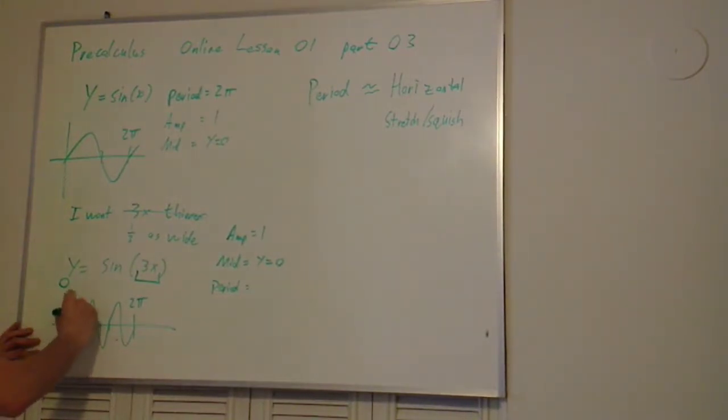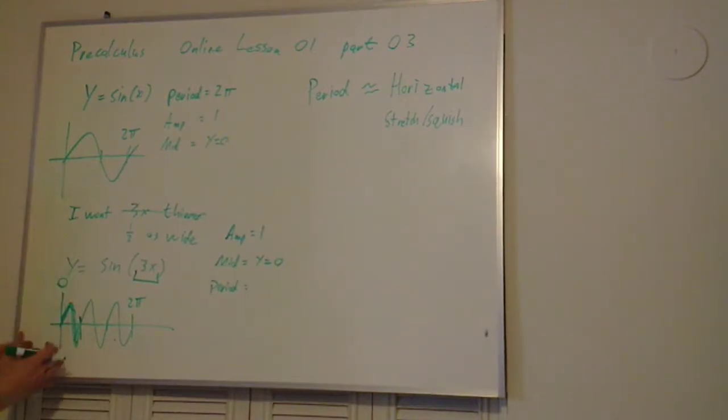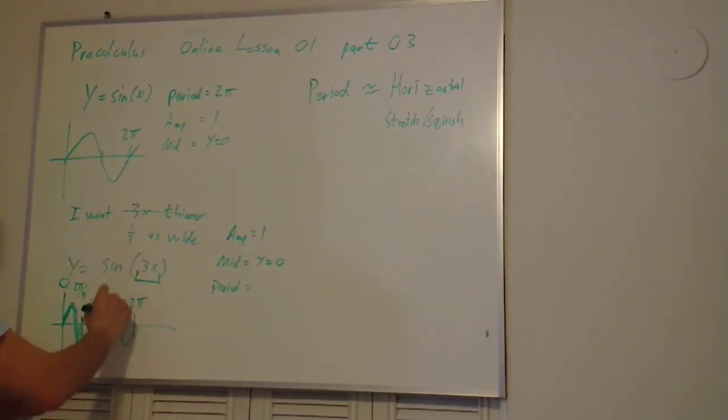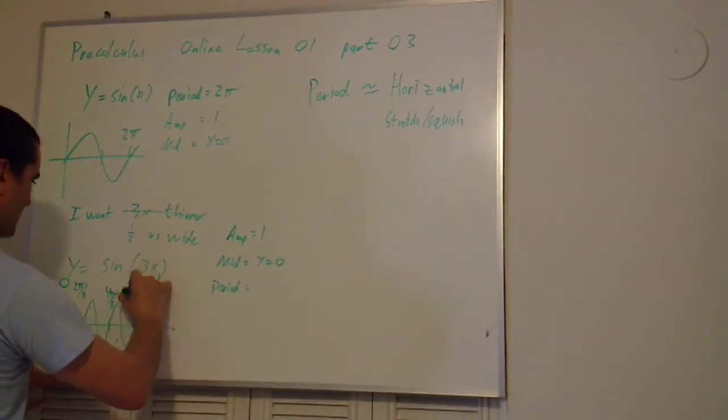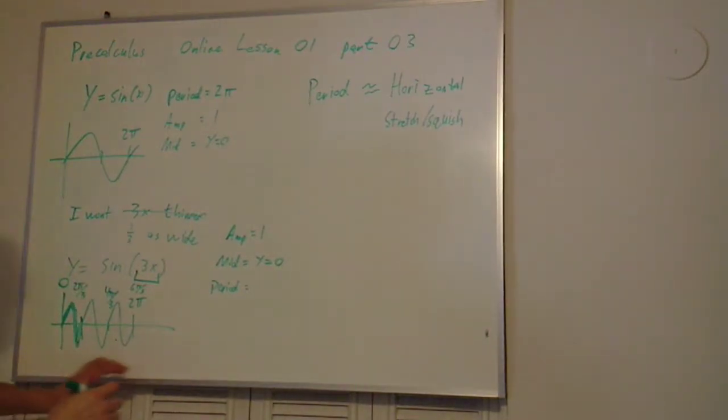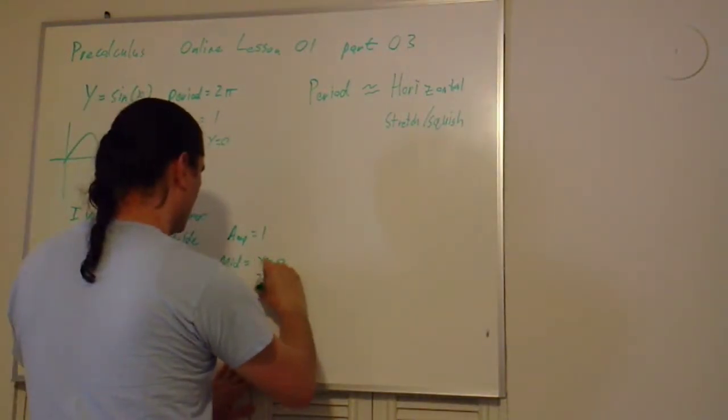This right here, let's see if I can highlight this one. I really need another colored marker. This one thing is 1 period, and that happens at 2 pi over 3. Between 2 pi over 3 and 4 pi over 3, we get our second period. Between 4 pi over 3 and 2 pi, this is 6 pi over 3, we get our third period. So we say that the period is 2 pi over 3.